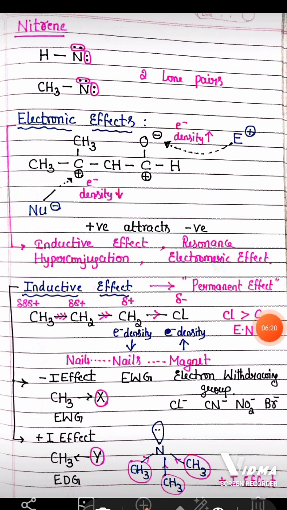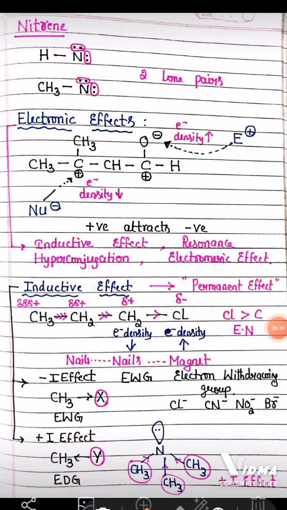Then another last intermediate is nitrene. In nitrene you can find two lone pairs of electrons on one specific atom. Presence of two lone pairs of electrons, that is considered as nitrene. Especially in nitrogen, if you find two lone pairs of electrons, it is considered as nitrene.